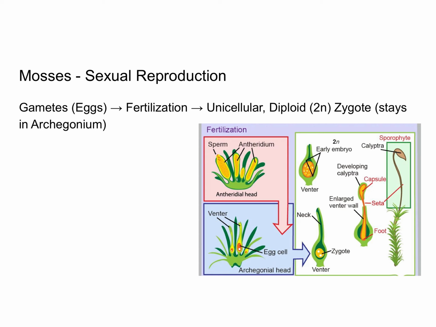During fertilization, the sperm are going to swim to the egg. And during fertilization, we're taking two haploid gametes and forming a diploid zygote. And you can see that diploid zygote here in this picture. And notice that it's staying within the archegonium. So the archegonium, the female structure, is actually going to protect and nourish that zygote.